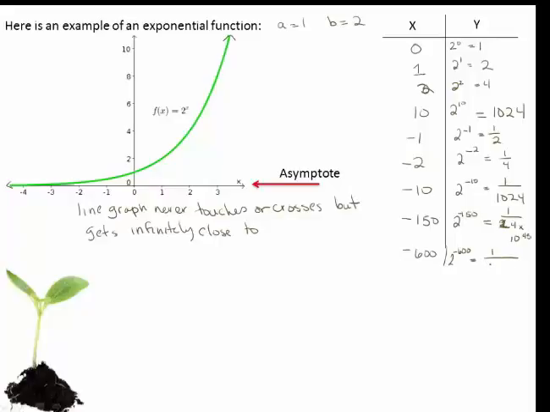But you can see that we can never put in a number to where we'll actually hit that x-axis. There is no exponent that I raise 2 to that will give me a 0. This does not exist. And that's what creates the asymptote.